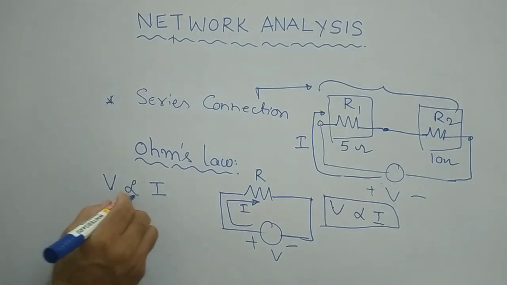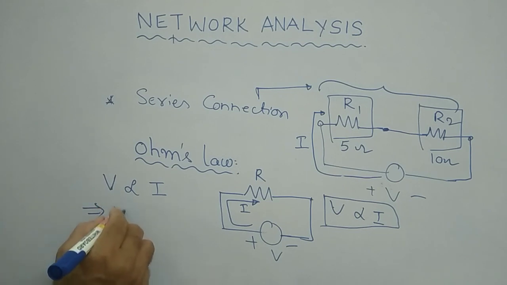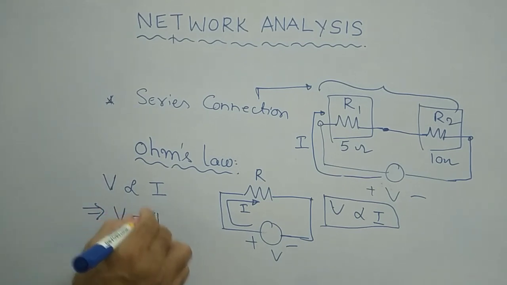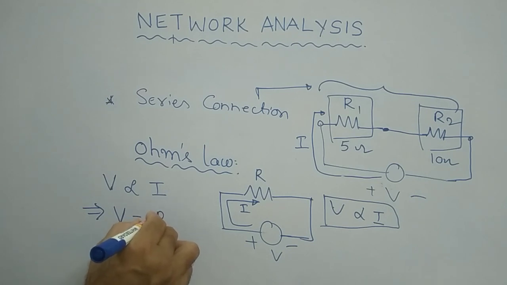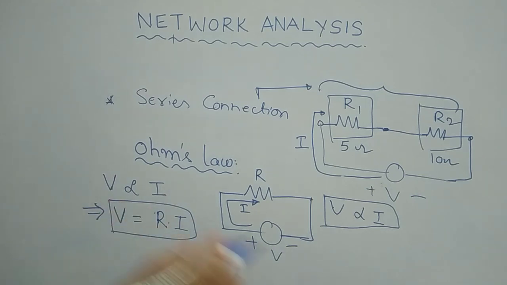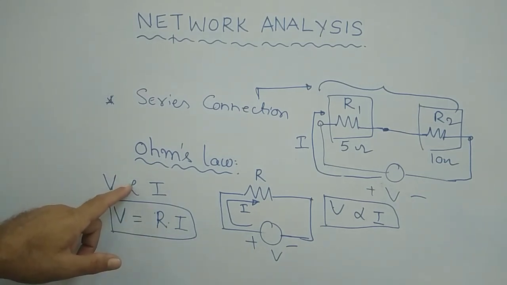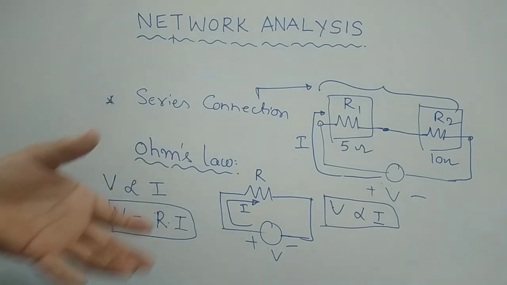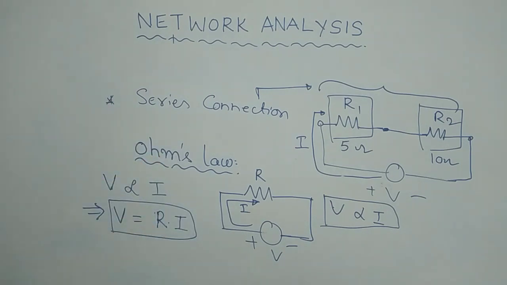Then if you remove this proportionality, you can write that V is equal to some constant I have to introduce. That constant I am calling R, into I. Clear? So if I remove this proportionality, then I should insert a proportionality constant, that is resistance R, where R is actually the proportional constant. That constant I am calling resistance in this case. Therefore now V is equal to I into R. This is the famous equation named Ohm's law. This is called Ohm's law.